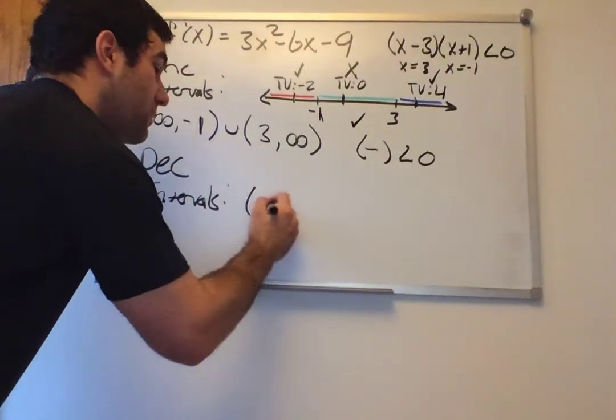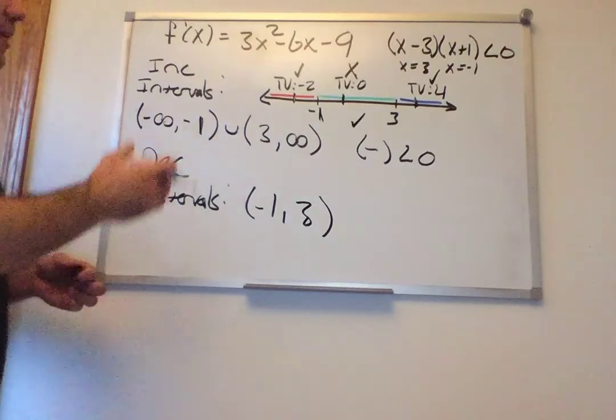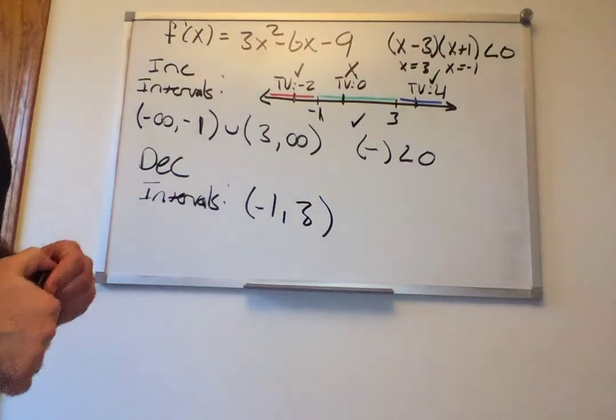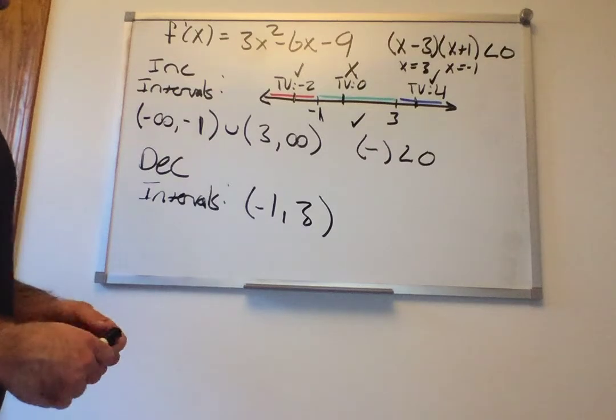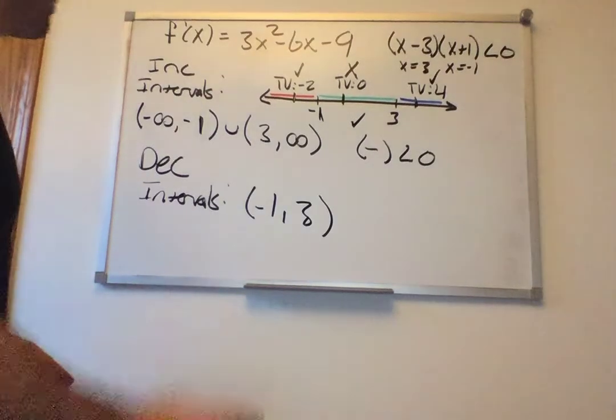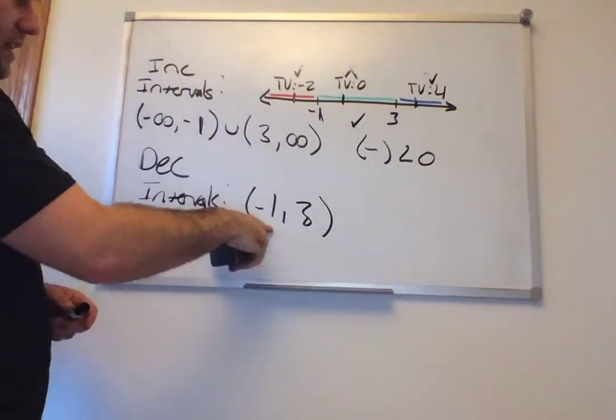So this interval would be from negative 1 to 3. And then I would say go ahead in your calculator and plug in the original problem and look at the intervals of increasing and decreasing and see if they match up with these right here.